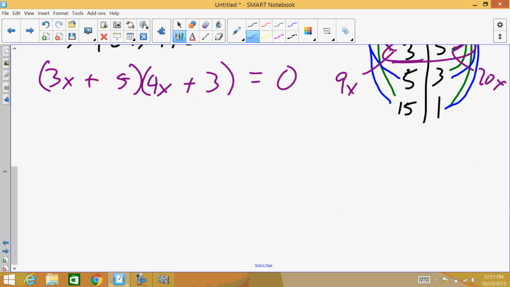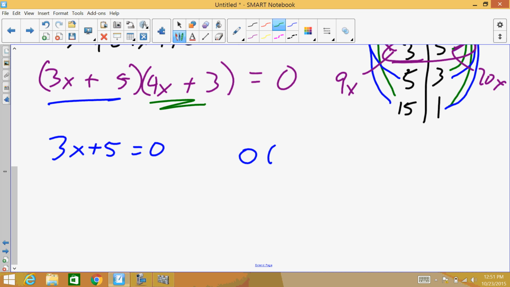Well, if I look at this, I've got something times something equals 0. If I think back to the zero product property, I know that if I'm multiplying two things together, at least one of those things, one of those factors, has to be equal to 0. So what that tells us is either my first factor, 3x plus 5, equals 0, or my second factor, 4x plus 3, equals 0. So it looks like I'm going to have two possibilities. I'm going to go ahead and solve those.